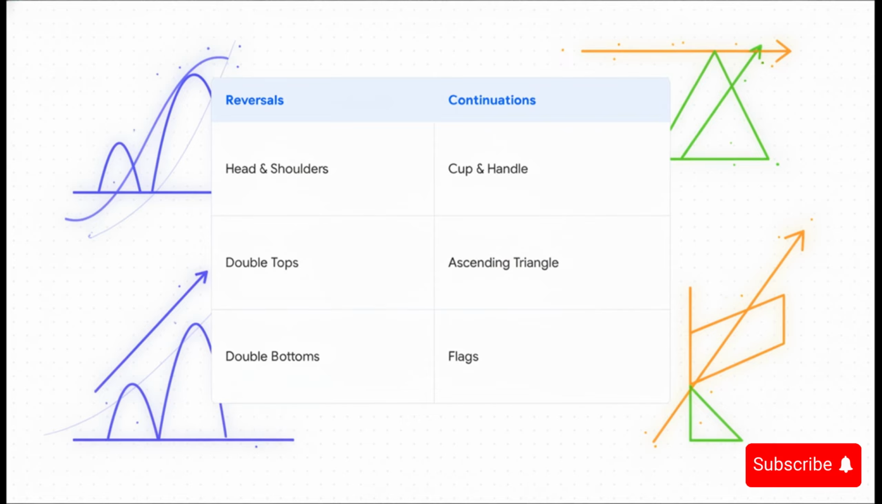Then, over on the continuation pattern side, we've got things like the cup and handle, ascending triangles, bull and bear flags. These basically tell us the market is just taking a quick breather, consolidating that potential energy before it continues marching in the direction of the underlying trend. Honestly, memorizing these two categories is just fundamental. You have to know which way to bias your trades.